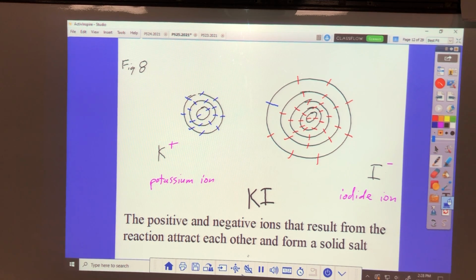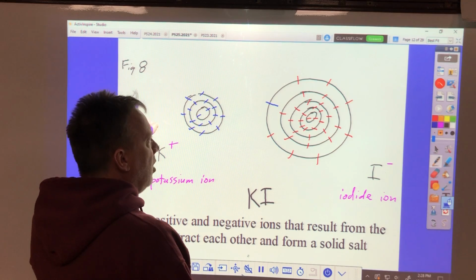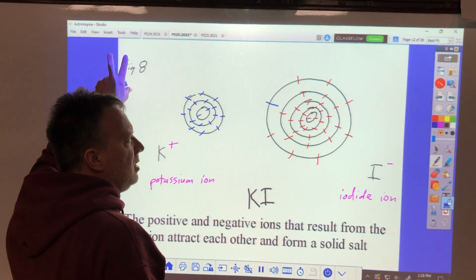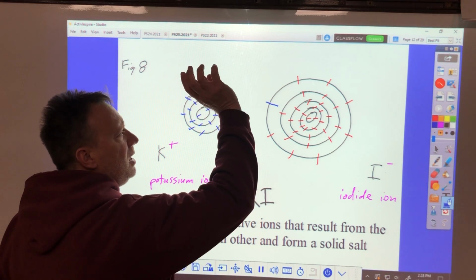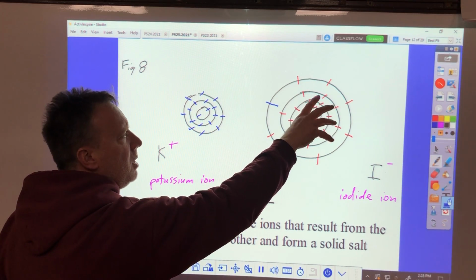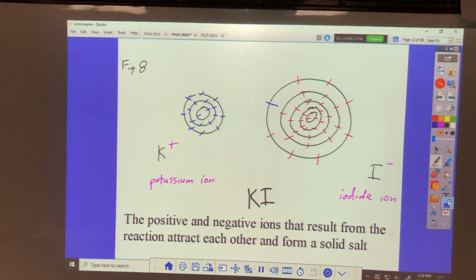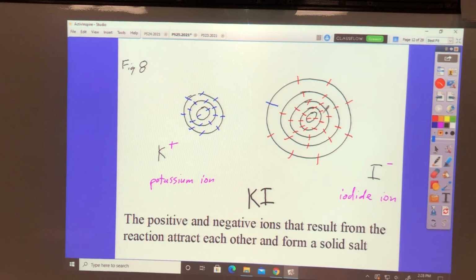Now there are many salts. Sodium chloride is table salt, but potassium iodide is a salt. If you take something from the left, it's a metal that gives electrons. Something from the right, it's a non-metal that takes electrons. You will end up with a salt. You can even make salts out of something we call polyatomic ions that we'll discuss later.